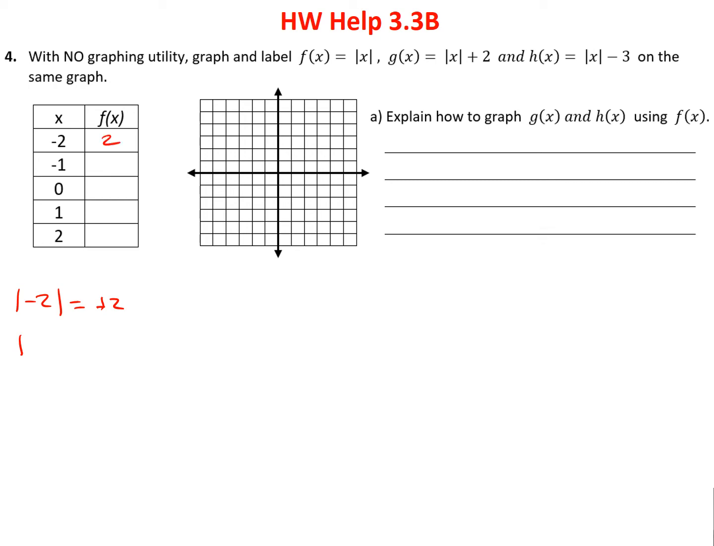The absolute value of -1 is +1. The absolute value of 0, it's on 0, so it's 0. The absolute value of 1, of +1, is 1 again. And the absolute value of 2 is 2. The thing to notice is that the absolute value is always a positive number. So if I graph these, notice I'm going to have -2, 2, -1, 1, 0, 0, and then 1, 1, and 2, 2. And so what we have is that traditional V-shaped absolute value.